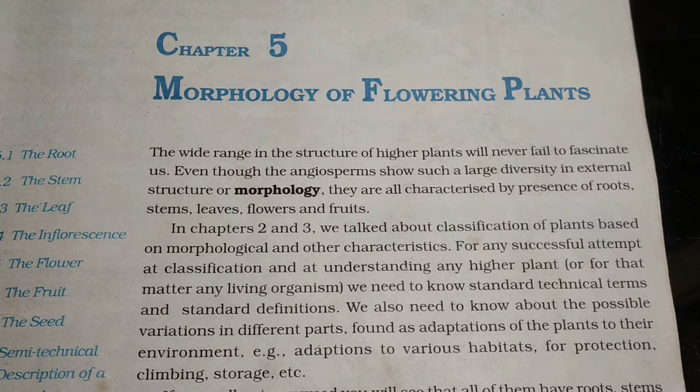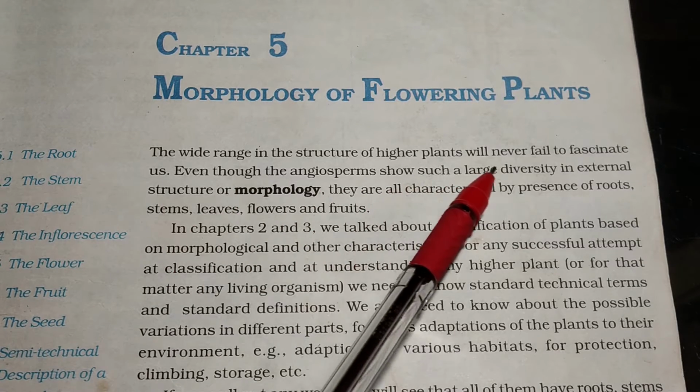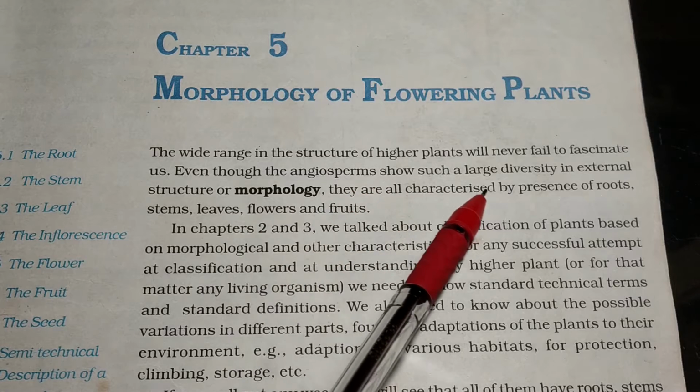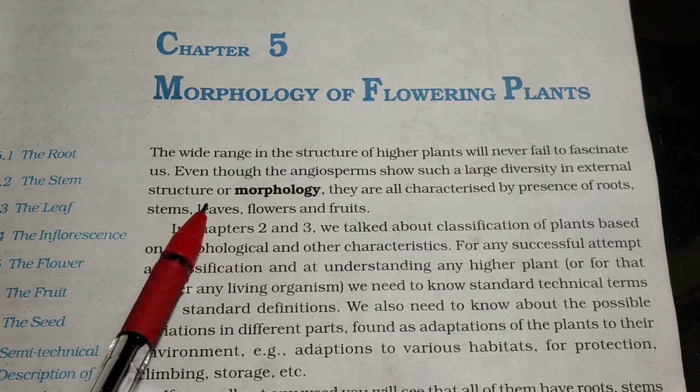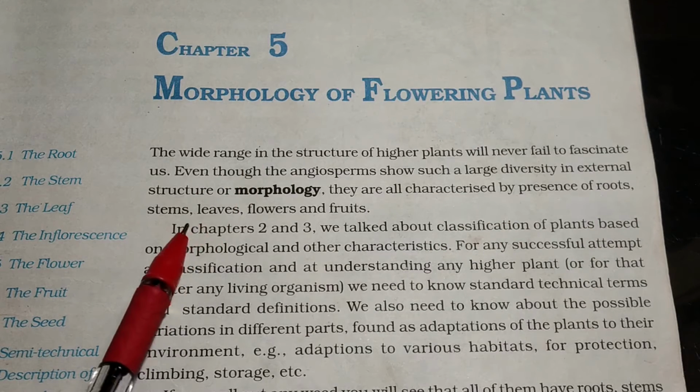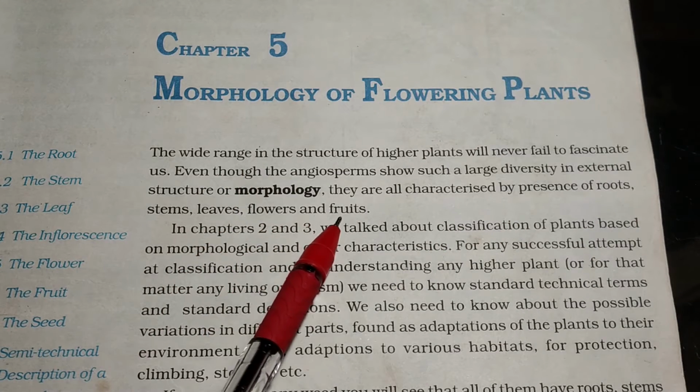Now chapter number 5, Morphology of Flowering Plants. The wide range in the structure of higher plants will never fail to fascinate us. Even though the angiosperms show such a large diversity in external structures or morphology, they are all characterized by the presence of roots, stems, leaves, flowers and fruits.